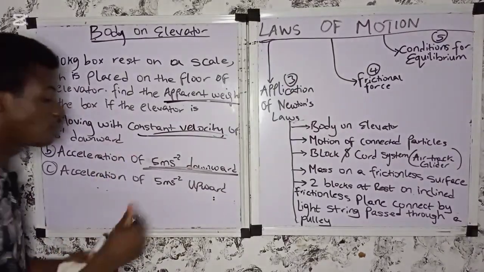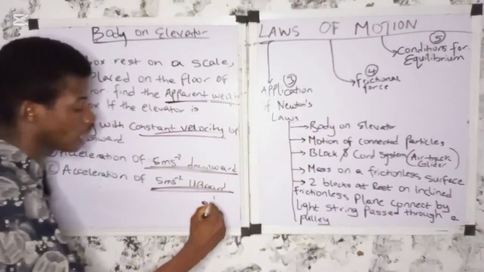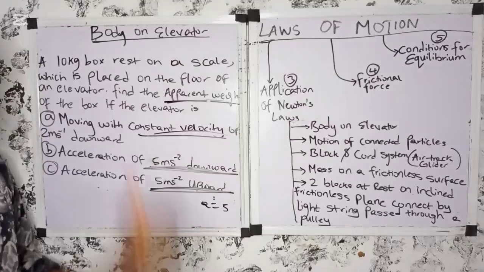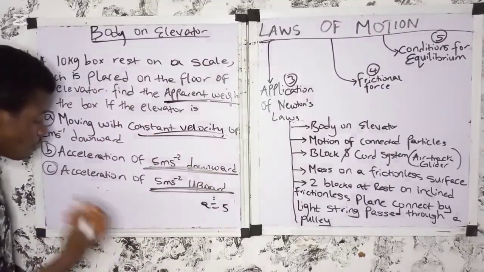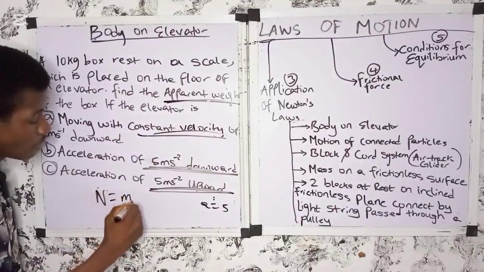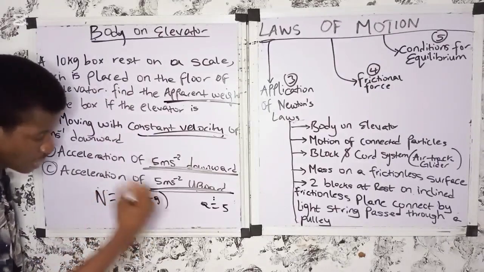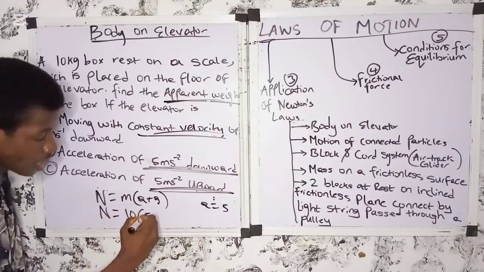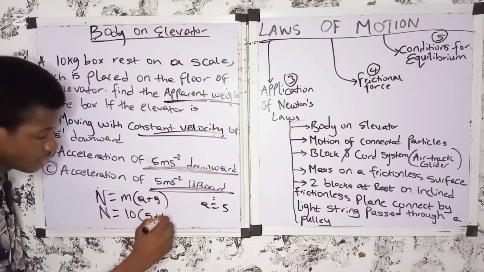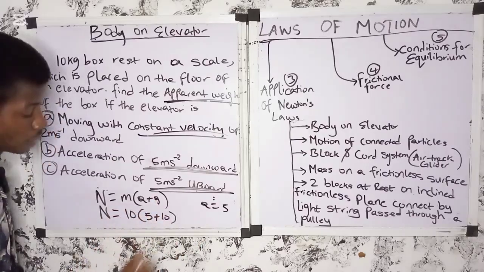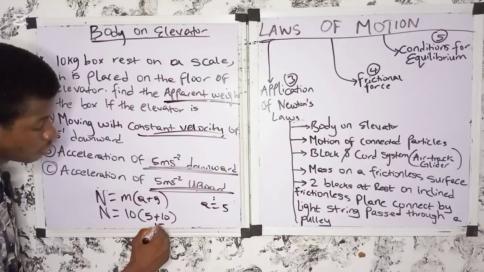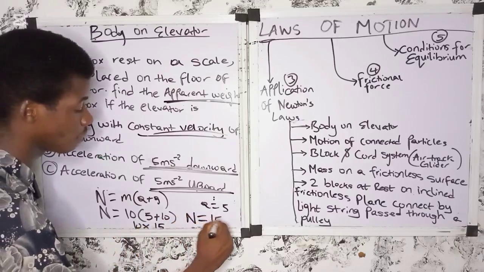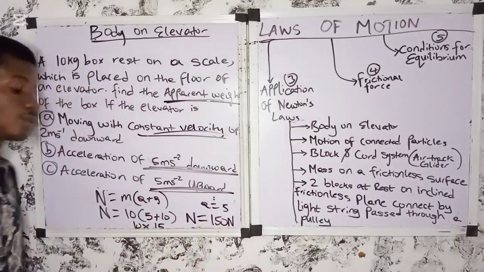When the elevator is moving upward with an acceleration of 5 meters per second squared, I gave you the formula: N equals m(a plus g). The mass is 10, the acceleration is 5, plus g, which is 10. So 5 plus 10 gives us 15. 15 times 10 gives us 150. So the weight will now be 150 Newton.